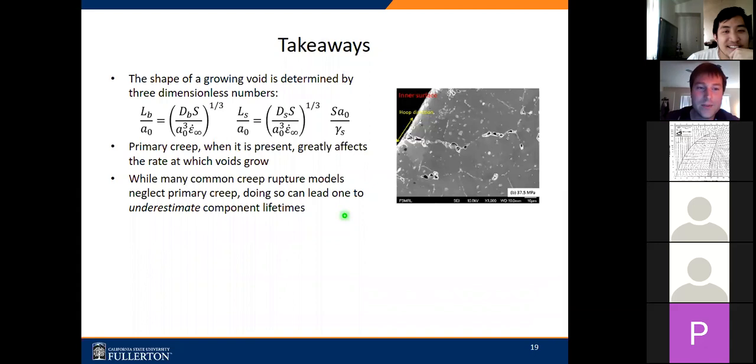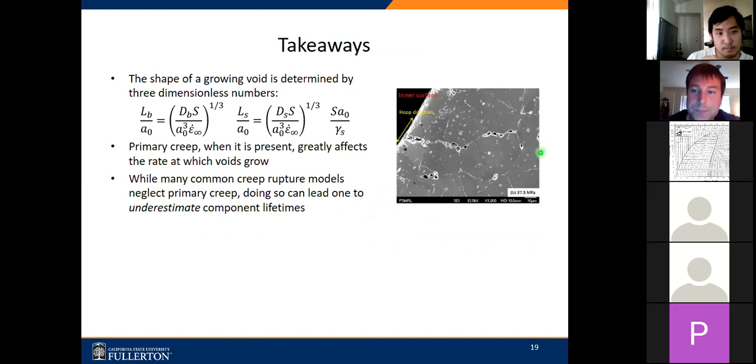So some takeaways from that. The shape of a growing void is determined by three dimensionless numbers. Depending on the values of these quantities determines whether it's quasi-equilibrium or crack-like. And primary creep, when it is present, greatly affects the rate at which the voids grow. And so while many common creep models neglect primary creep, doing so can lead you to underestimate component lifetimes if you're basing it on the rate of void growth.